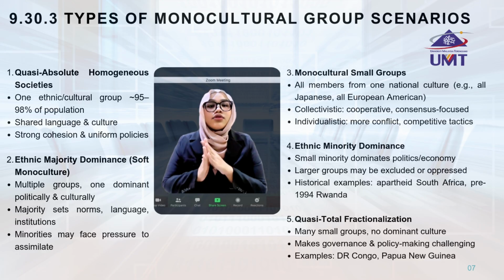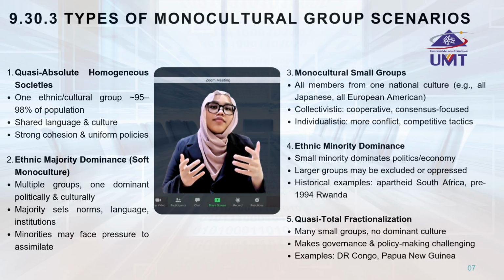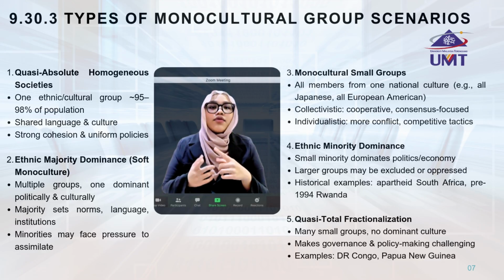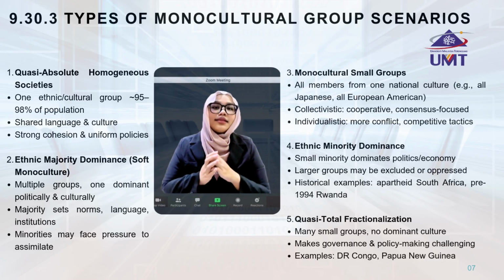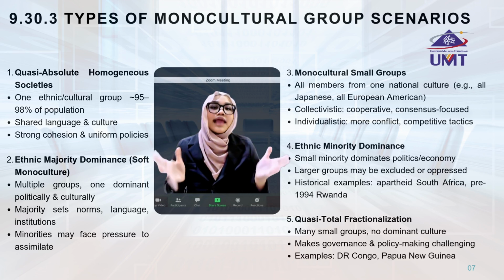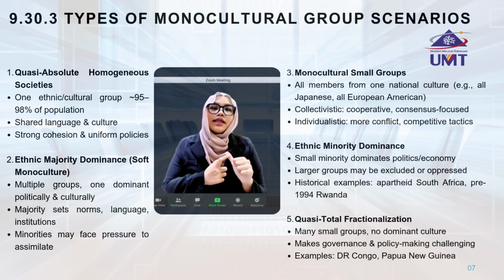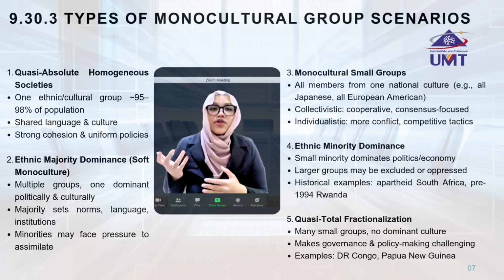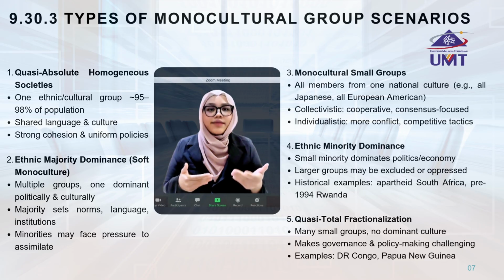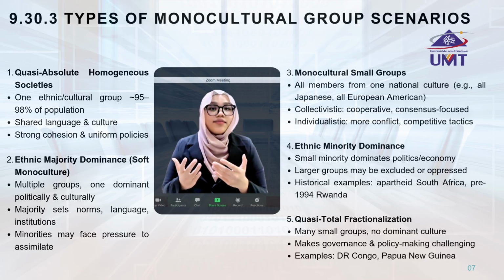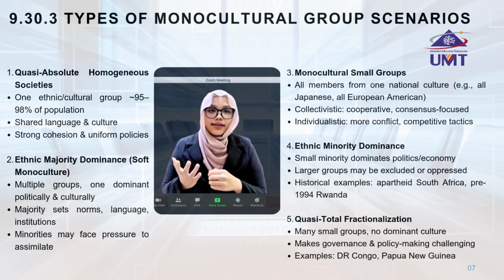Oh, before I forget, the types that I have given here are all sourced from research done by Sanchez Cardenas 2019 and Weitzel 1998. So let's move on. Secondly, ethnic majority dominance of monoculture. Here, multiple ethnic groups exist, but one majority dominates politically, economically, and culturally. The majority sets out the national norms, language, and institution, while minorities may be pressured to assimilate. Examples include China with its Han majority, historical United States and Canada, Russia, Turkey, and Saudi Arabia.